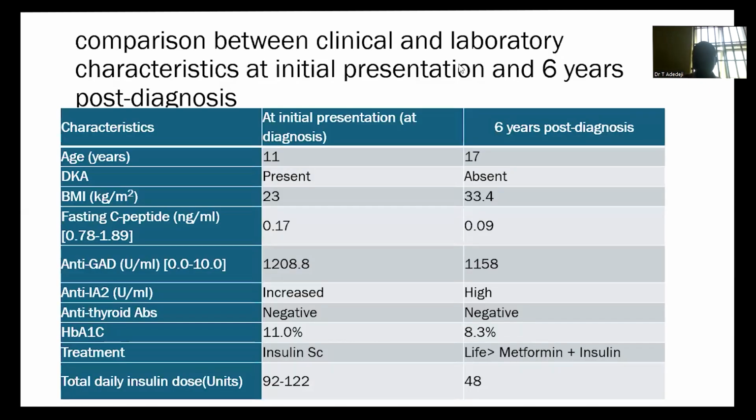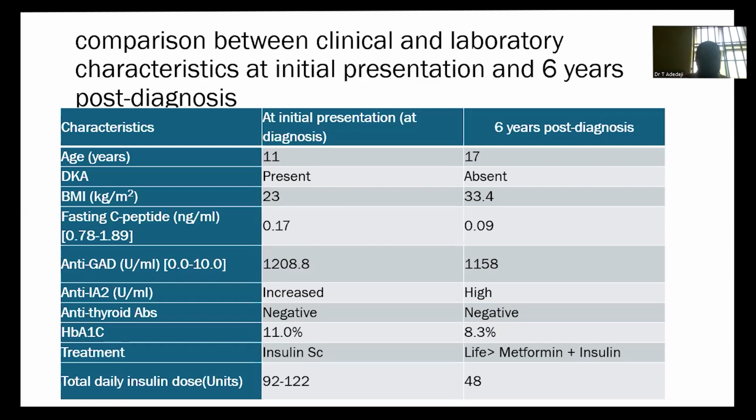These are the results of our biochemical profile. At the initial diagnosis, she was 11 years old, 6 years later, 17 years. At the initial diagnosis, there was DKA, but later, after she presented with those features suggestive of insulin resistance, there was no DKA. BMI was initially 28.3 and became 33.4, which tends towards a diagnosis of type 2 diabetes. Fasting C-peptide remained normal.